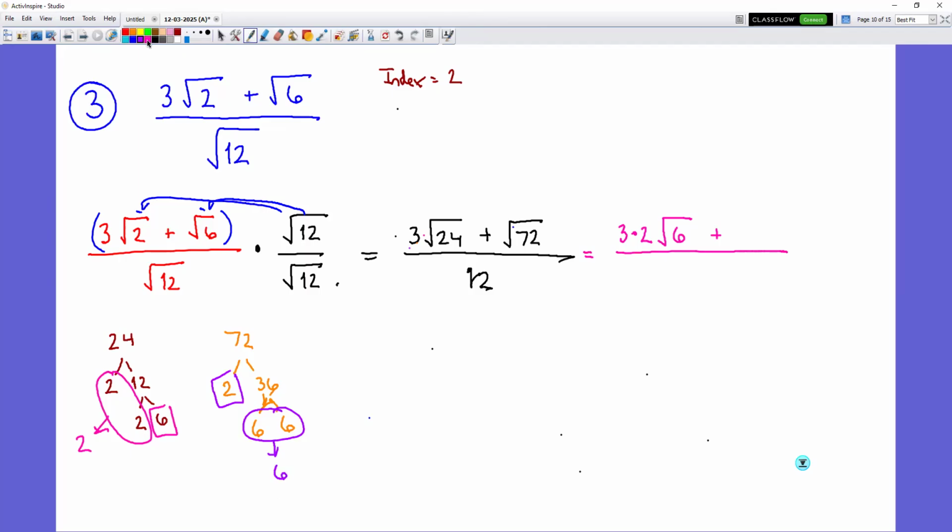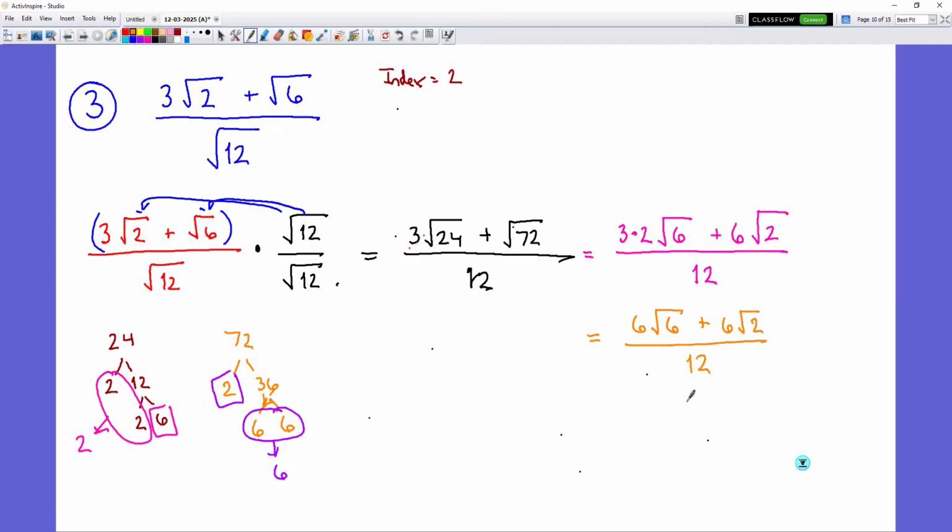So now returning to the actual problem, we're going to write our square root symbol. We have a 2 that's unpaired, so that goes on the inside. We have a group of 6s, so we have 1 group of 6. So that 6 goes on the outside of that radical. And then, of course, we still have 12 on the denominator for the actual problem. All right, let's continue to simplify. So we're going to have 3 times 2, which is going to be 6. So it'll be 6 square root of 6 plus 6 square root of 2. We can't go any further than that, over 12.